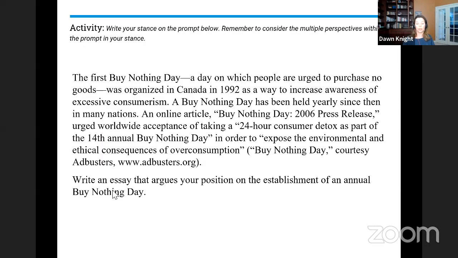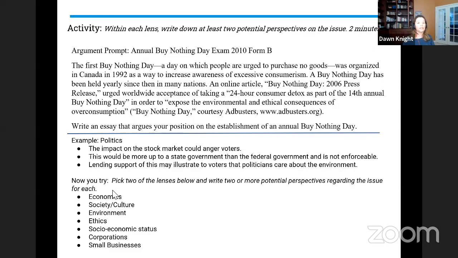Oops, hold on. So I'm going to again have you pause here if you want to go ahead and take a minute to write down those tensions, your positive and negative signs for those who support and those who don't support the idea of the annual Buy Nothing Day. So go ahead and pause here, take a little bit of time to do that, and then you can move on with us.